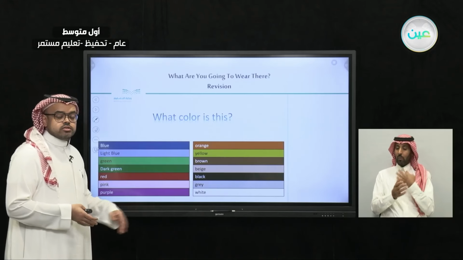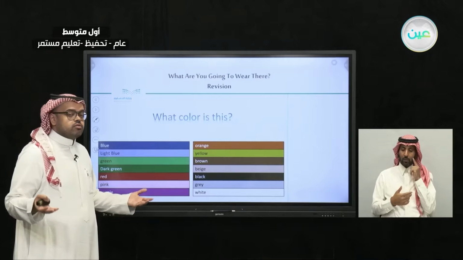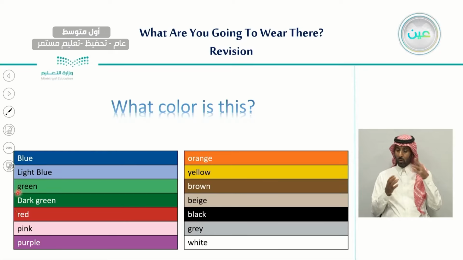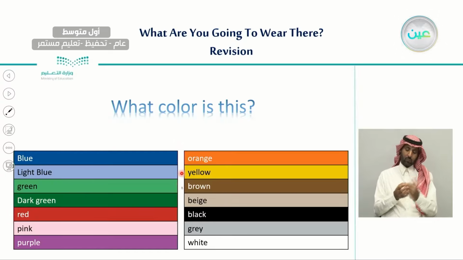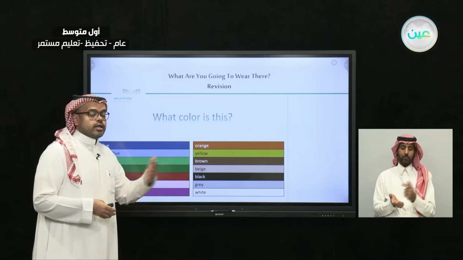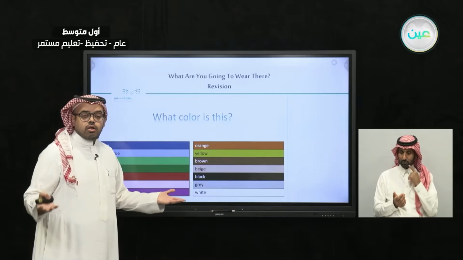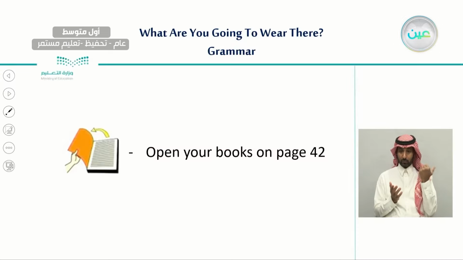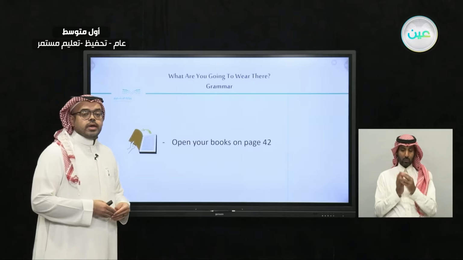And here we identified different kinds of colors, like for example blue, light blue, green, dark green, red, pink, purple, orange, yellow, brown, beige, black, gray, and white. And we said that you can look around you, choose any piece of clothes you have, and try to use them with I like or I don't like, and mention the color with the type of clothes. And as for our lesson today, I would like you please to open your books on page 42.